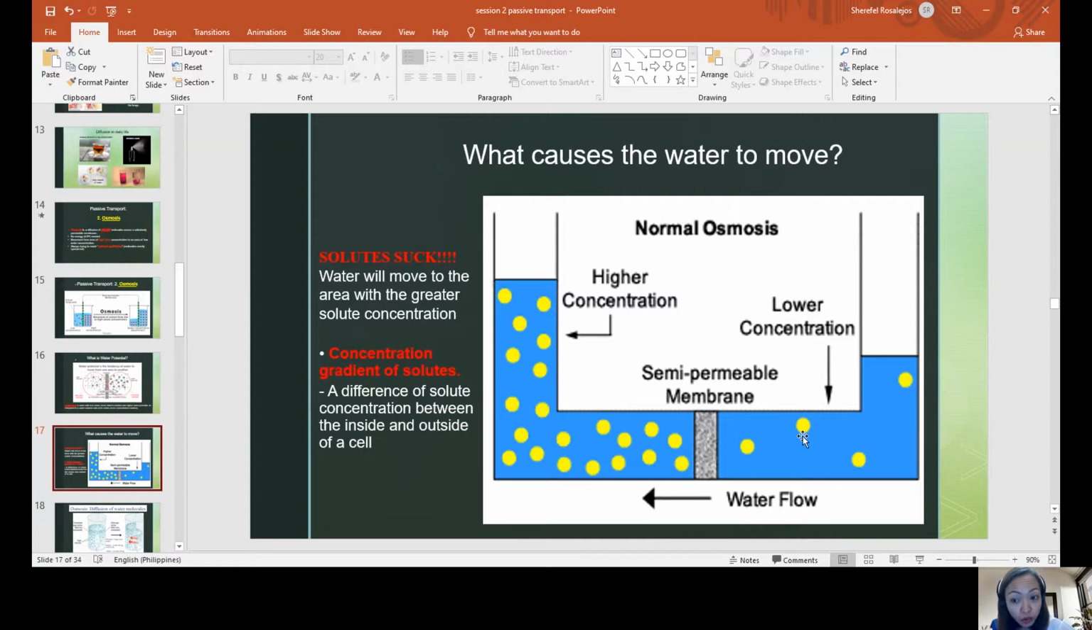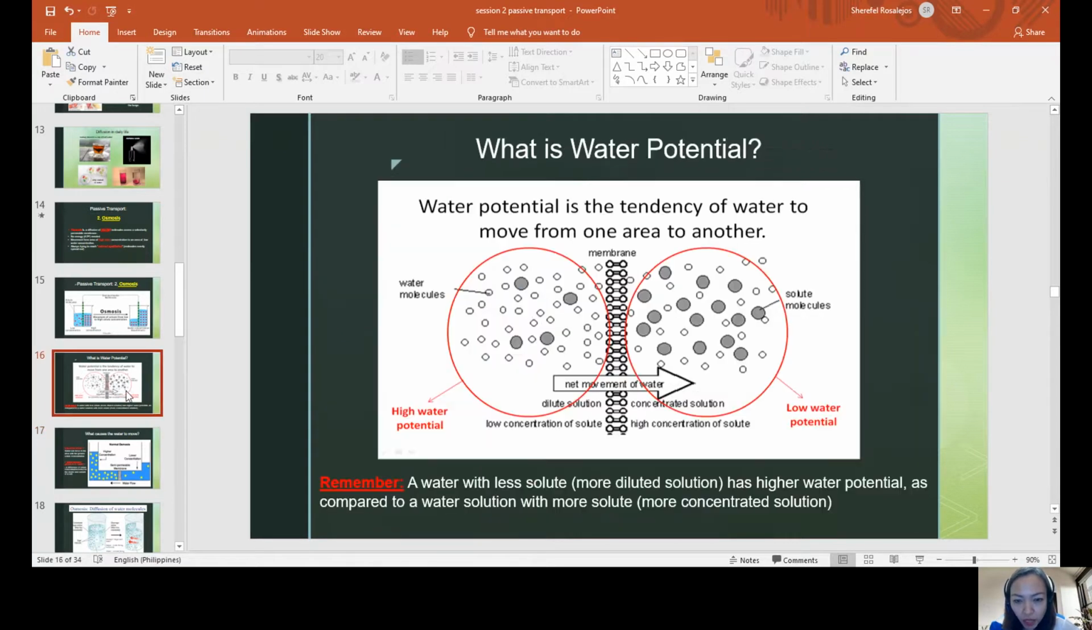Again, what moved? Is it the solute that moved? No, the water is the one that is moving to the different region. So, think and understand this concept because we will apply this to the cell now. Again, high water potential this area, low water potential this area. If you're going to look here, high water potential here. Why? Because the water here will move to the other area where there are plenty of solutes. That is why this area is low water potential.